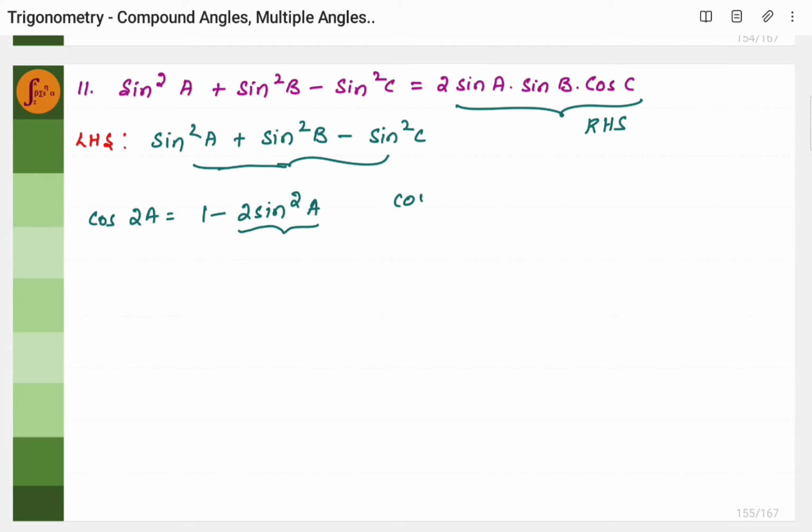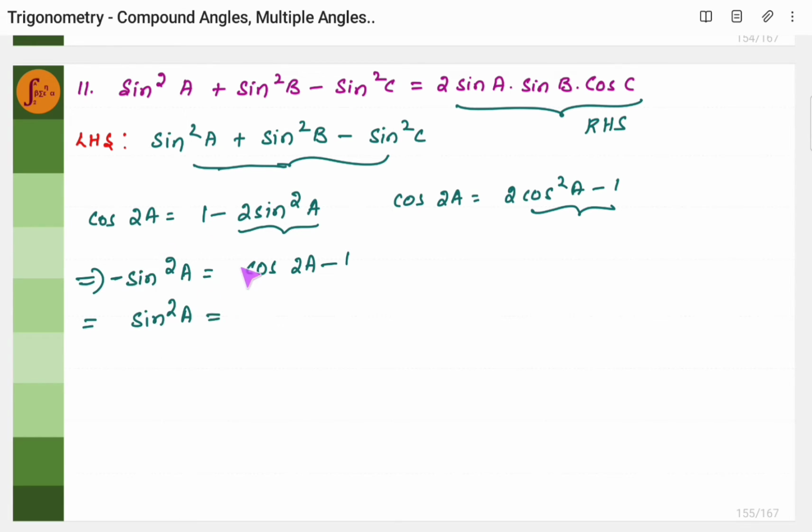So cos 2A is also equal to 2 cos²A − 1. But we'll not use this because we want the sine based formula. The entire expression here is sine. So what is sin²A? Cos 2A = 1 − 2 sin²A, so this will be −2 sin²A, I'll shift the minus this side. So it will become 1 − cos 2A, and divided by 2, because it's 2 sin²A, right? So I'll shift 2 here. It will become (1 − cos 2A)/2.